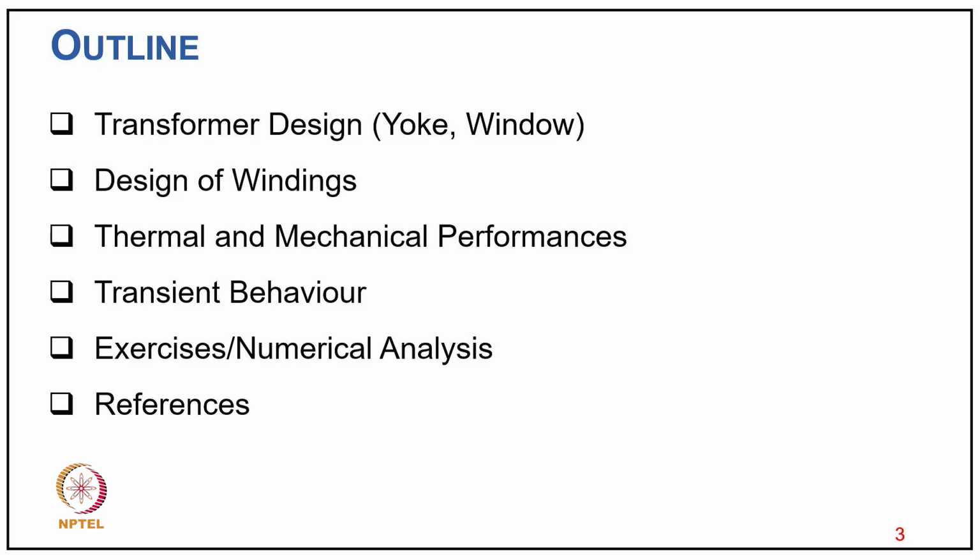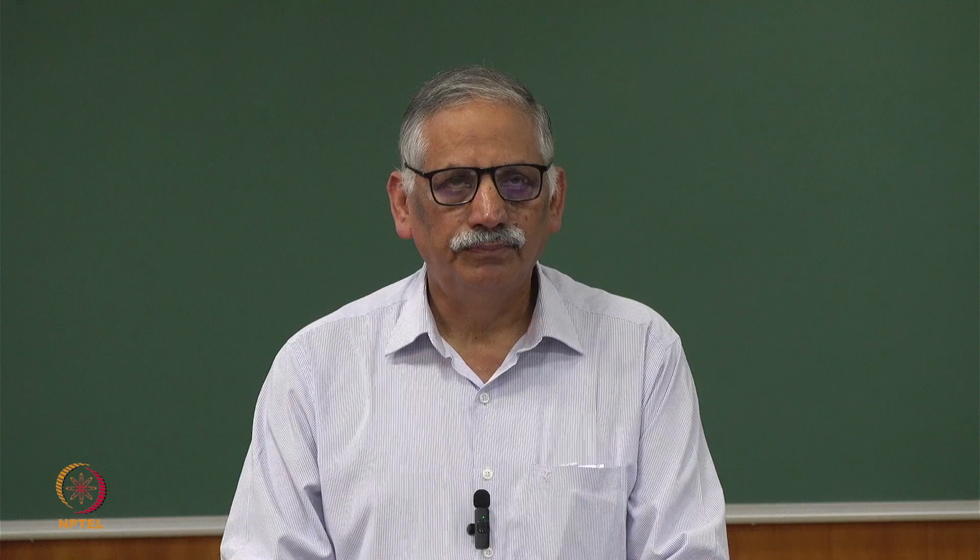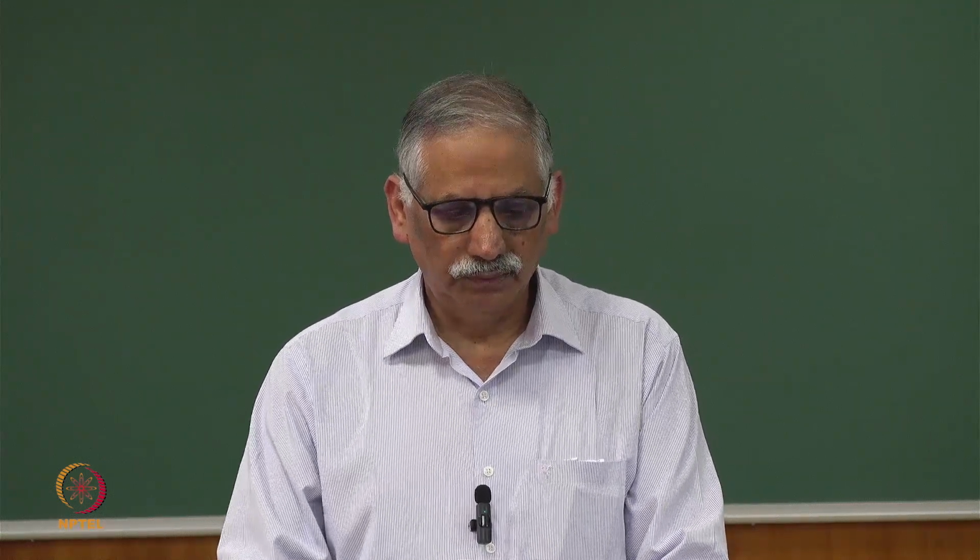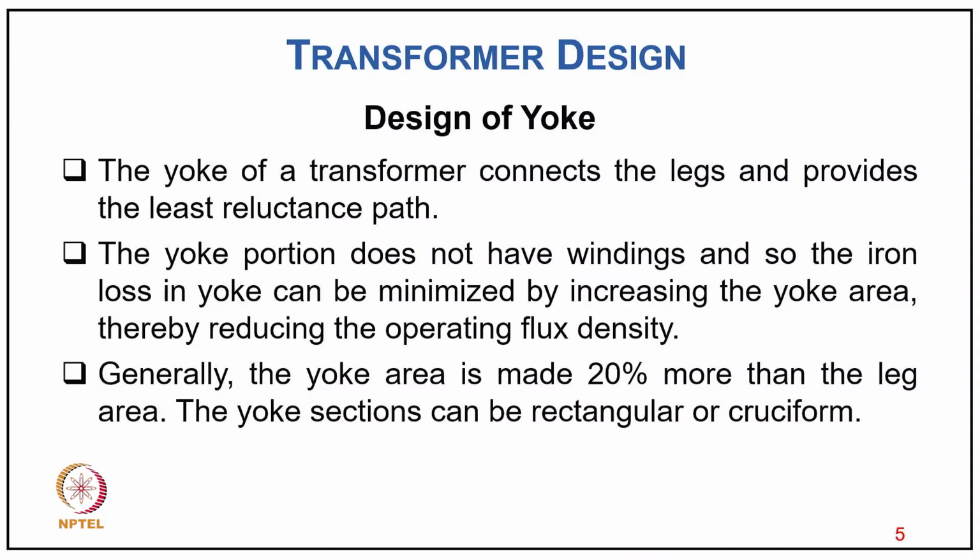So, continuing with transformer design, we come now to the design of the yoke. The yoke of the transformer connects the legs and provides the least reluctance path. The yoke portion does not have windings, and so the iron loss or core loss in the yoke can be minimized by increasing the yoke area, thereby reducing the operating flux density. Generally, the yoke area is made 20% more than the leg area. The yoke section can be rectangular or cruciform.